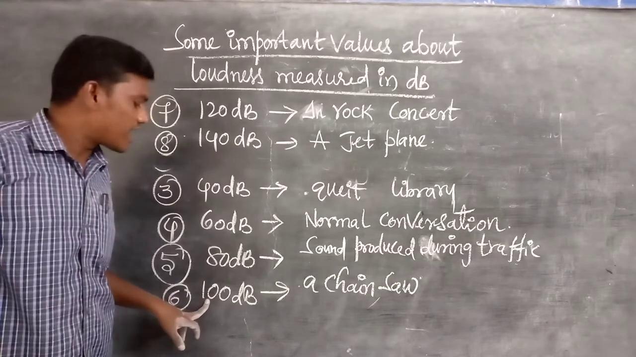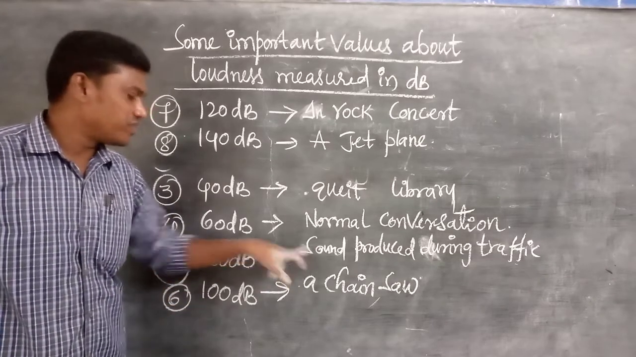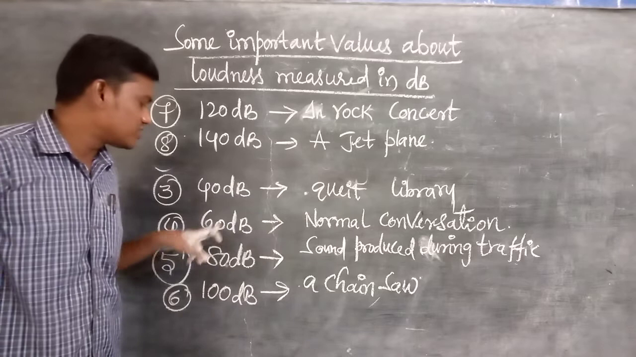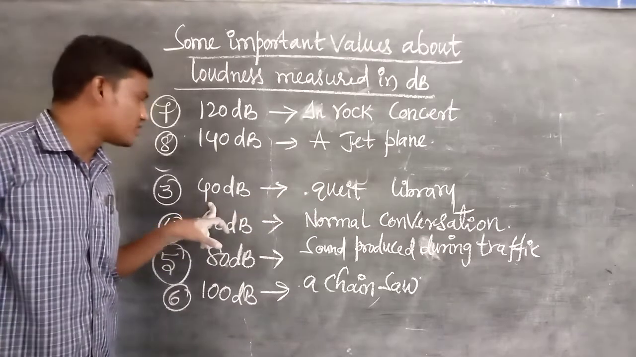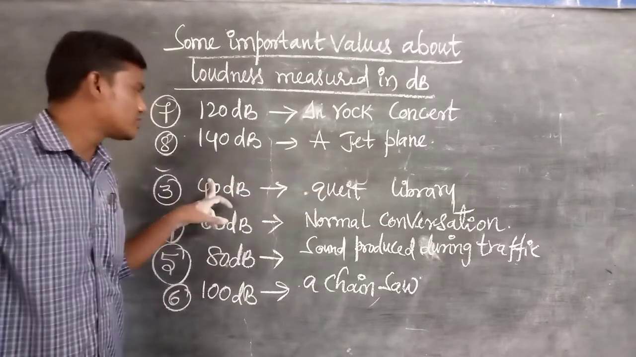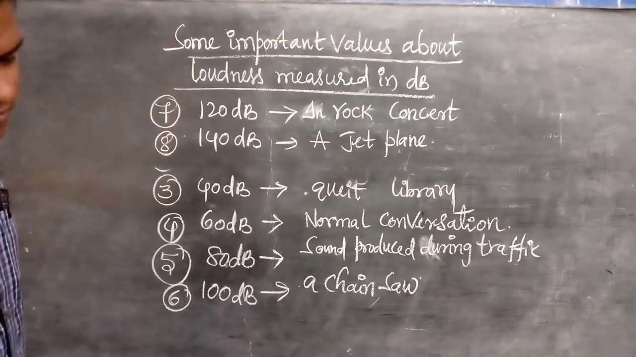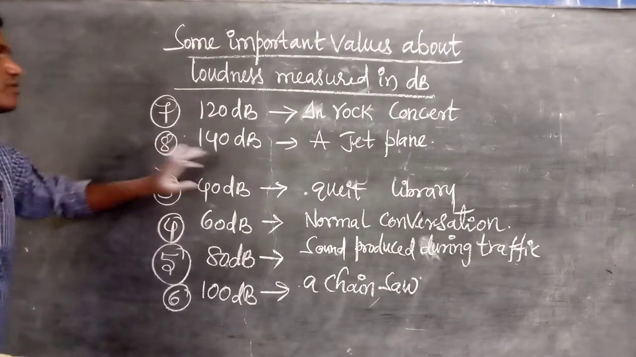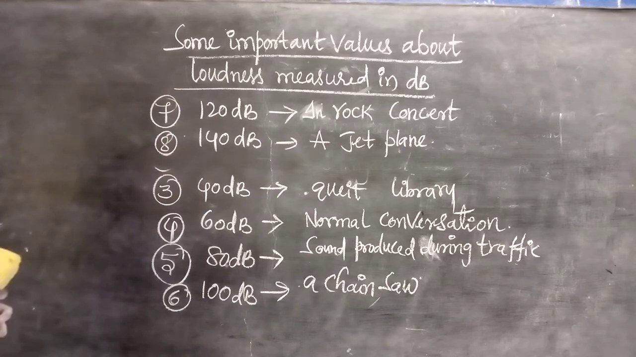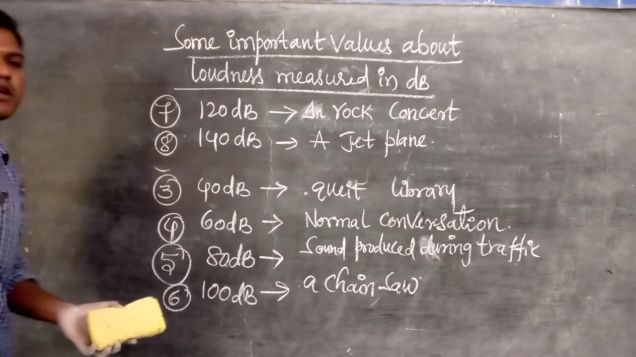Okay, a chainsaw 100 decibels. Sound produced during traffic 80. Normal conversation 60. Quiet library is 40. Rustling leaves is 20. And the threshold is 0 decibels. These are some values about how loudness is measured in decibels. These values are important for you for part B, that is, for the bit paper.